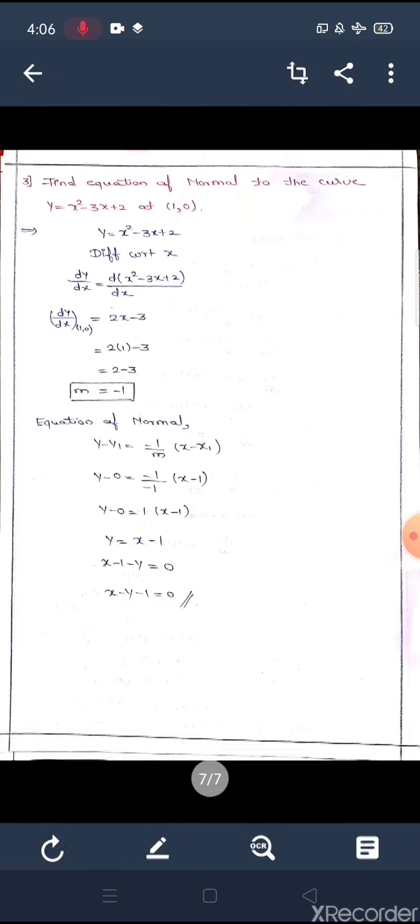y minus 0 is y, 1 into x is x, 1 into minus 1 is minus 1. Again bring all the terms to RHS, that is x minus 1 plus y, we will be getting minus y is equals to 0. Rearrange the equation, that is x minus y minus 1 is equals to 0. I hope it is clear for you people. Okay, thank you.